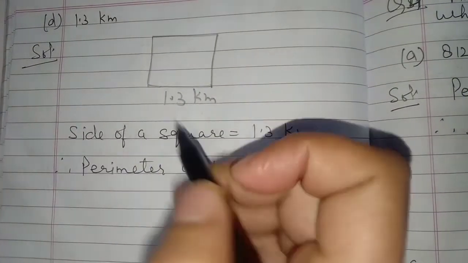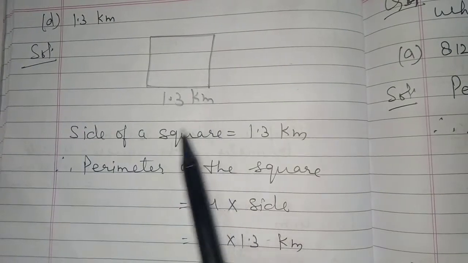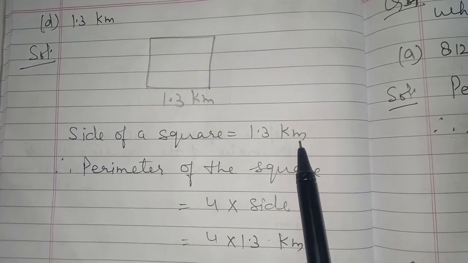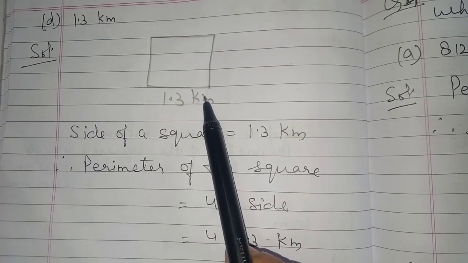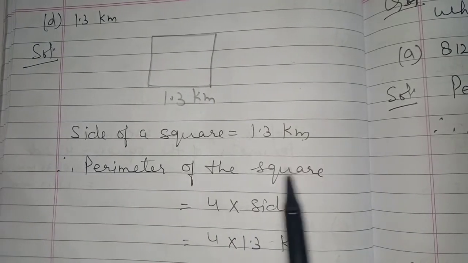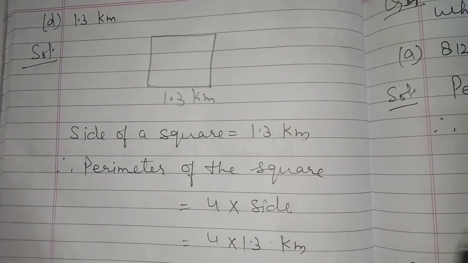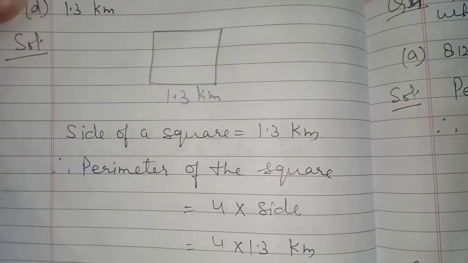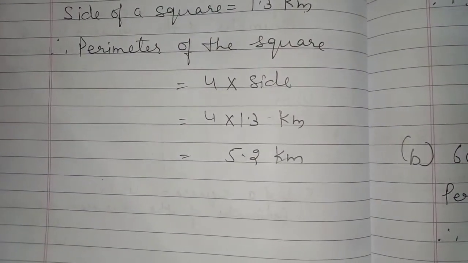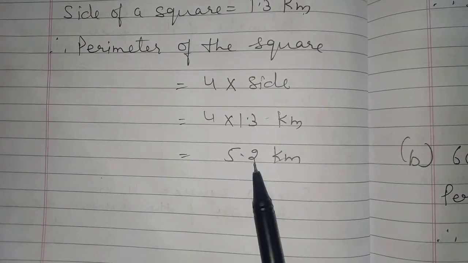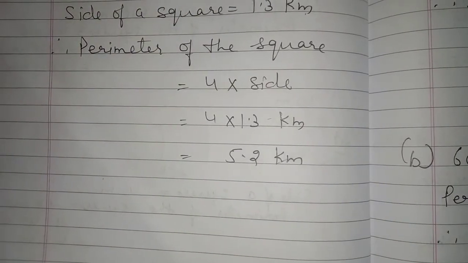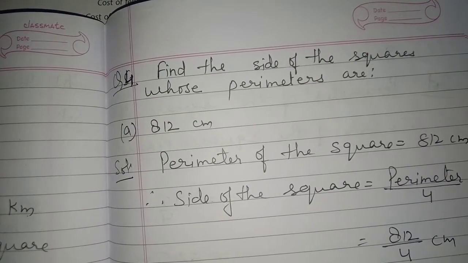Next is part D. 1.3 kilometer. So side of a square 1.3 kilometer, it is given over here with the help of a figure. Therefore perimeter of the square is 4 multiplied by side, and after multiplication and putting the value of side, that is 1.3 kilometer, we will get 5.2 kilometer as the answer.